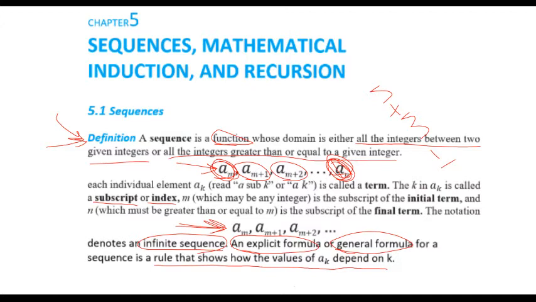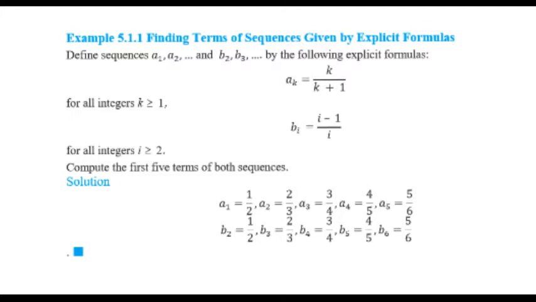So let's see an example of an explicit formula for sequence A, a1, a2 all the way to infinity, and b1, b2, b3, b4 all the way to infinity. Let's see what their explicit formulas look like. For A, we have a sub k equal to k over k plus 1, for all integers k greater than or equal to 1.